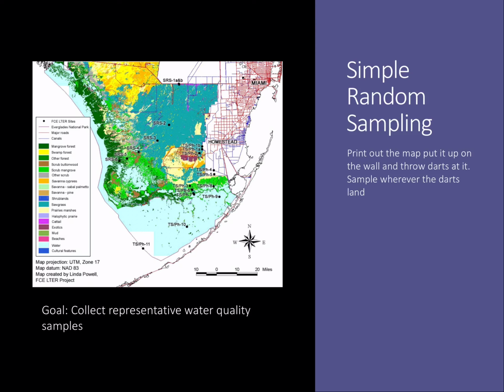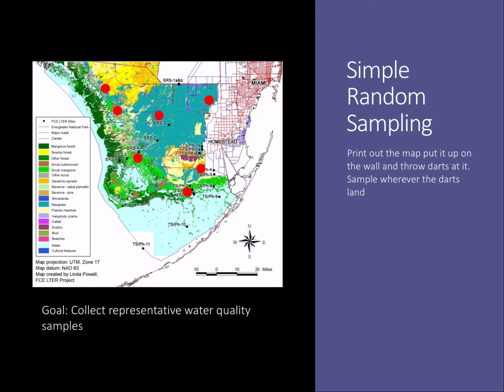With simple random sampling, one way you might do that is to print out the map, put it up on the wall, and throw darts at it. And wherever the darts land is where you're going to go sample. So that might look something like this, where we throw 7 darts at it and we find 7 locations that we're going to go sample. You may notice all of the locations here are on land essentially, and they're not hitting all the habitats.